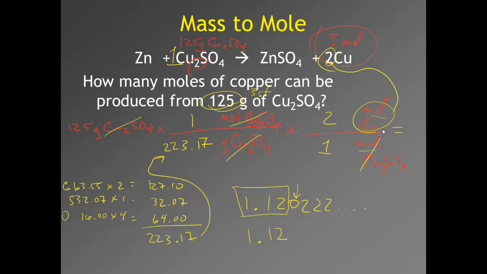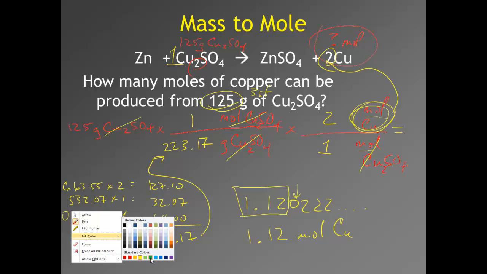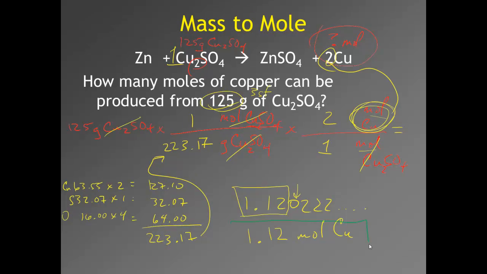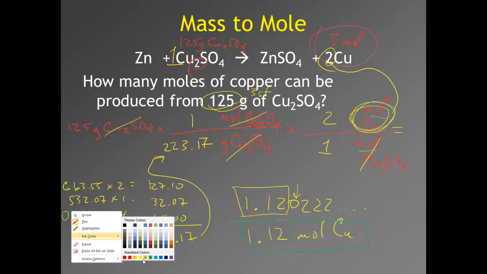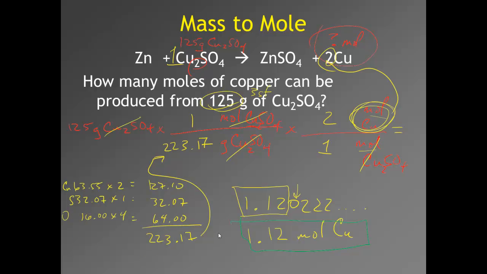And check your units right here. Here's my units. Moles of copper. So that is my final answer. Let's box it up in green because green is good. So it's a little hard to read there. So 1.12 moles of copper. That's what's needed. That's the answer to my problem. Okay.